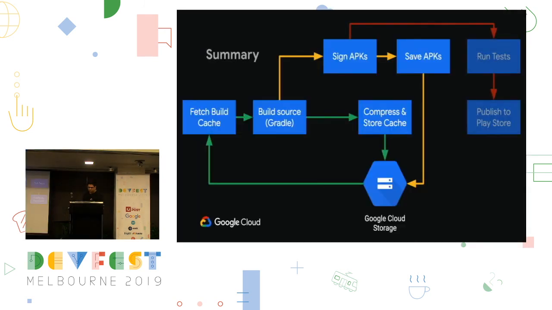So if we look at the end state of our diagram, what we might want to also do is set up some extra steps where after we've signed our APKs, we also run our automated tests and we publish to the Play Store as well.